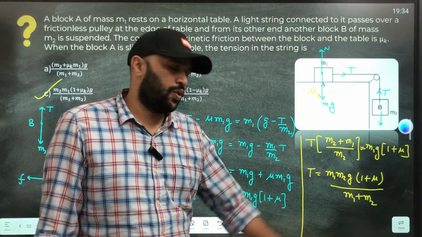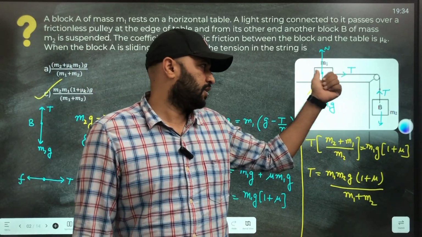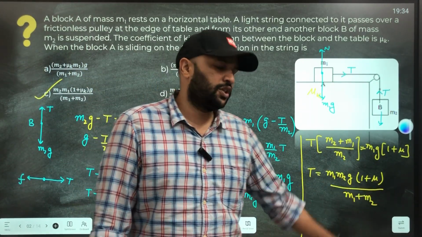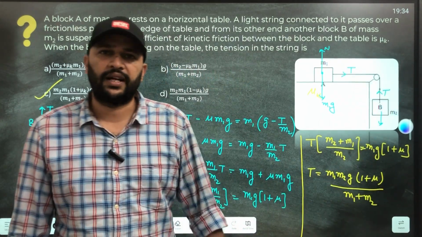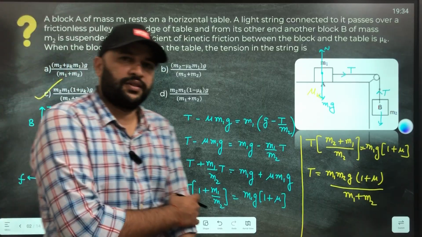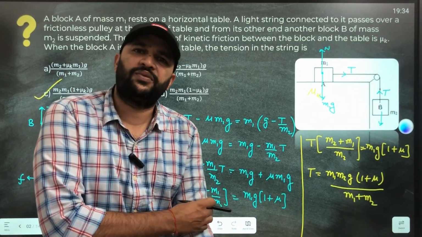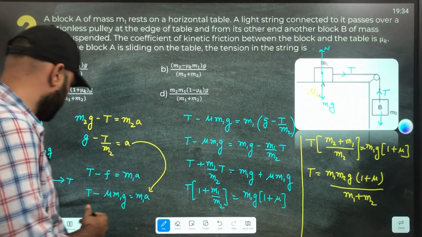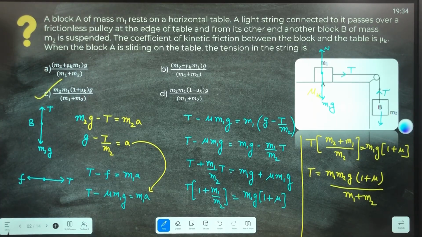In case there is no friction, same system without friction, mu becomes 0 and the equation takes the form of the previous one which I have written directly, right? So because of the friction, the tension changes, right? Even the acceleration changes, that we have seen in the previous video. If you have not seen the previous video, you can watch it. Link is in the description.